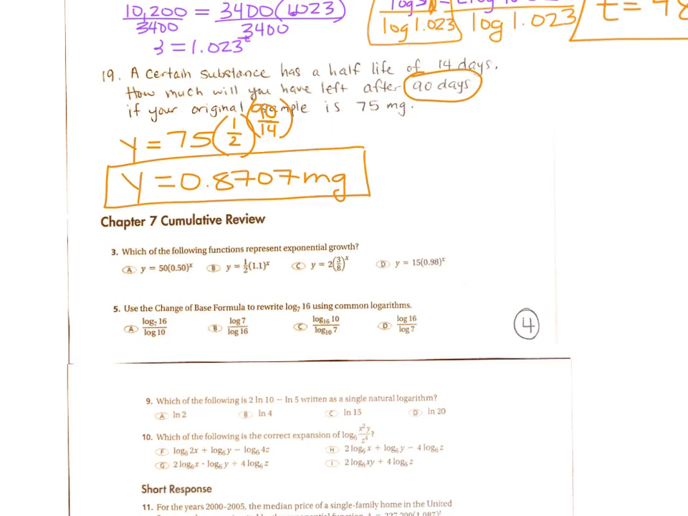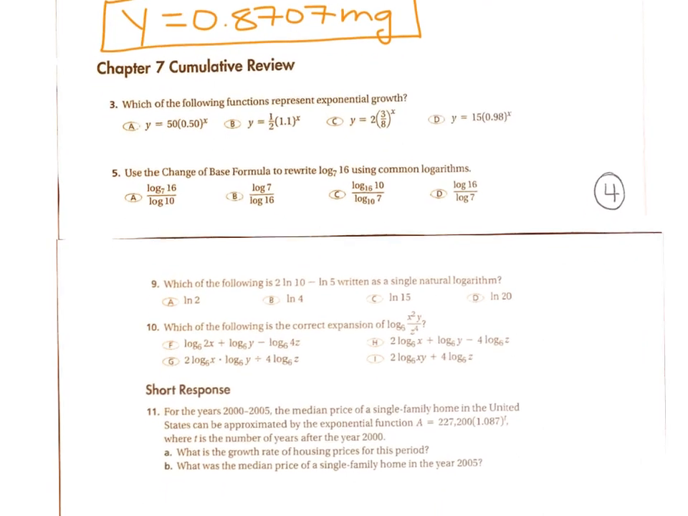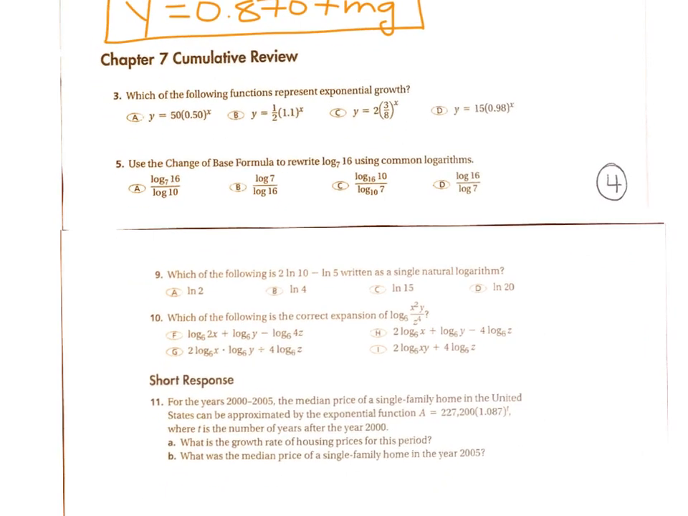Okay. All right. Number 3 here, chapter 7 still. Which of the following functions represents exponential growth? You're just looking at this number, that number, that number, that number. The only one that is more than 1 is B. So that's exponential growth. Number 5, it says use the change of base formula to rewrite this using common logarithms. And we just did one of these earlier. You're taking the log of 16 and dividing by the log of 7. So that would be letter D.